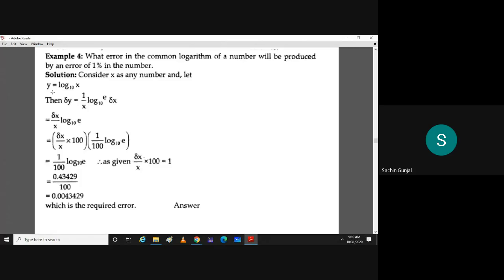So dy is equal to 1 by x log e dx. So delta x by x into 100, if you multiply by 100 and divide by 100, so delta x by x into 100 upon 100, into log to the base 10 of e. So delta x by x into 100 is 1, so 1 by 100 log to the base 10 of e, and substituting these values, 0.00434229 is the error in y.